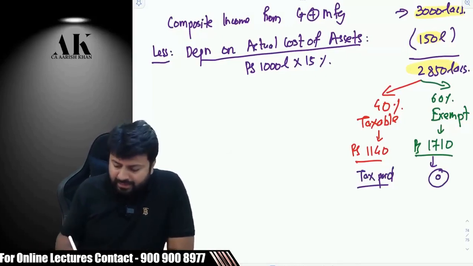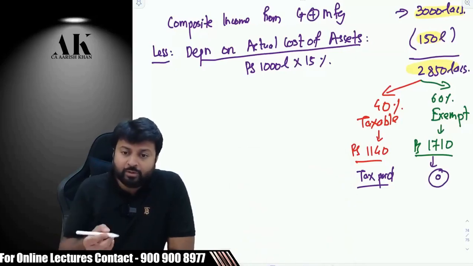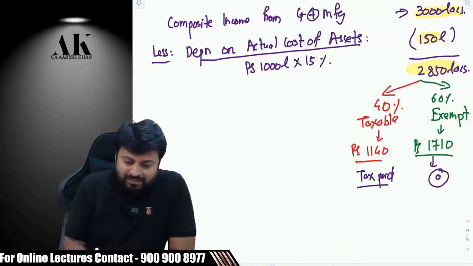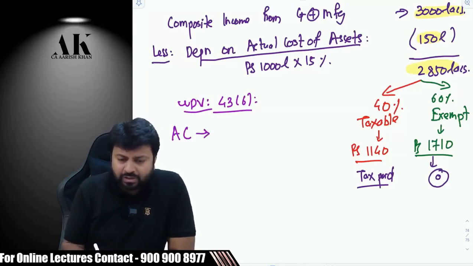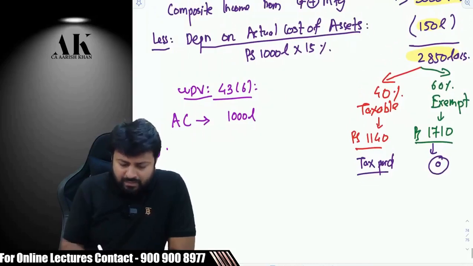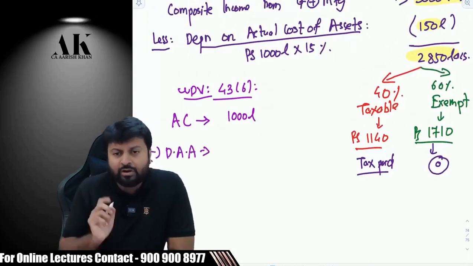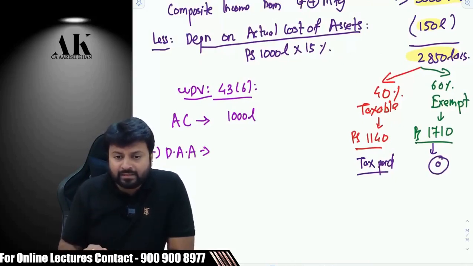Now the question came regarding the computation of WDV. What is WDV? WDV is defined in section 43(6). What is WDV? Please say. Actual cost of the asset. How much is the actual cost? 1000 lakhs. Minus, what is the definition of WDV? Minus depreciation actually allowed. Actually allowed means what? Which helped me to save tax.